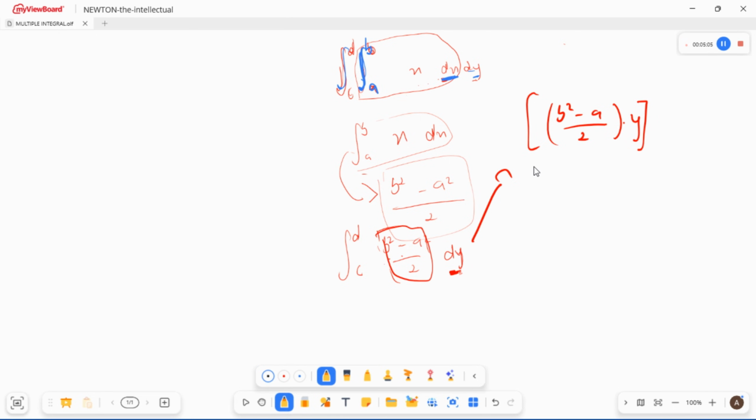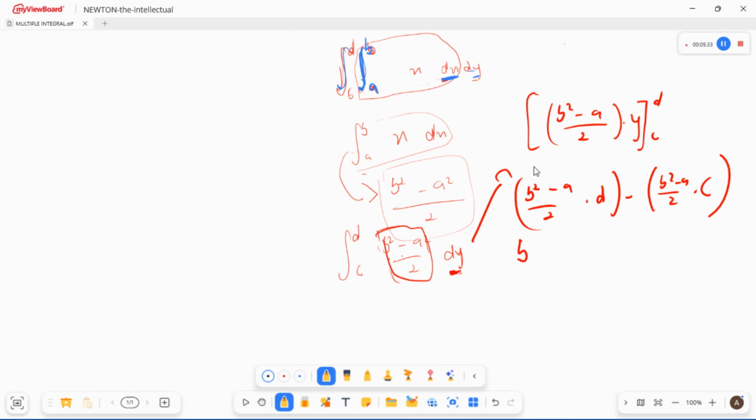So we have this, and then we're taking the definite integral from c to d. So we're just going to input our values for y. Remember, these values that we have here are the values for y. So we're going to have (b squared minus a) over 2 substituting for d, that's the first one, then minus (b squared minus a) over 2 substituting for c. So we have this, then you simplify and you get your final answer.